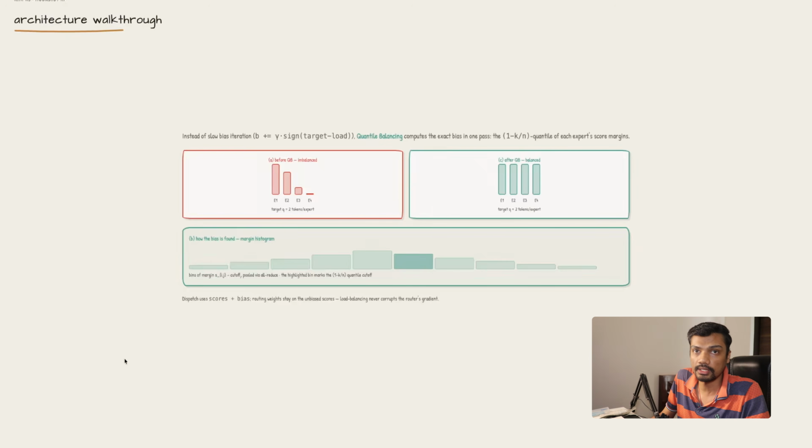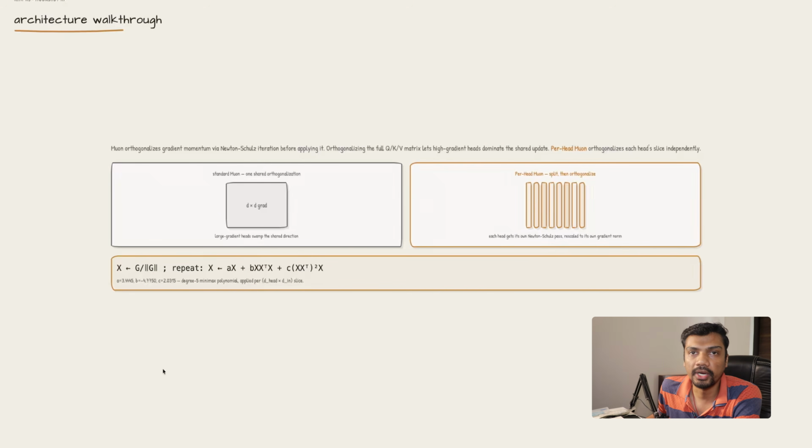across all 896 experts. Okay, now next let's discuss the per-head Muon, the optimizer part of this architecture, or Kimi K3 architecture.